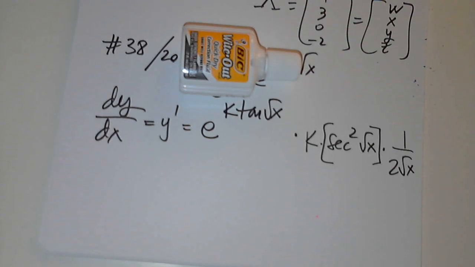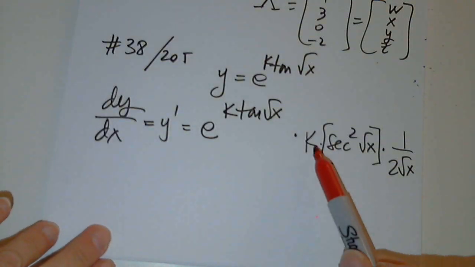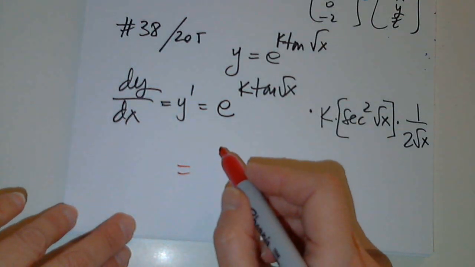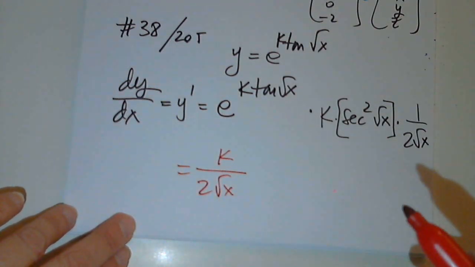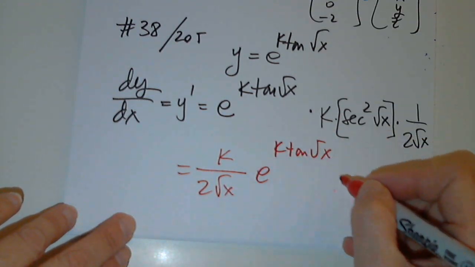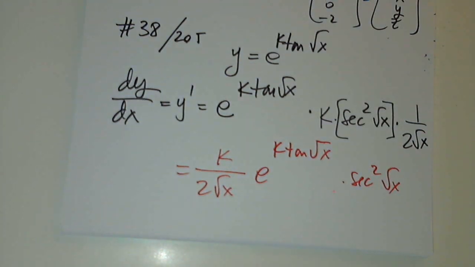Okay, now let's see if I can simplify it a little bit. And no, I can't, but I'm going to put k and 1 over this in front. So this is k over 2 the square of x. I'm going to write e to k tangent the square of x and times secant squared the square of x. So no one is tempted to simplify the square of x by anything with anything. Very good example. Next question, please.